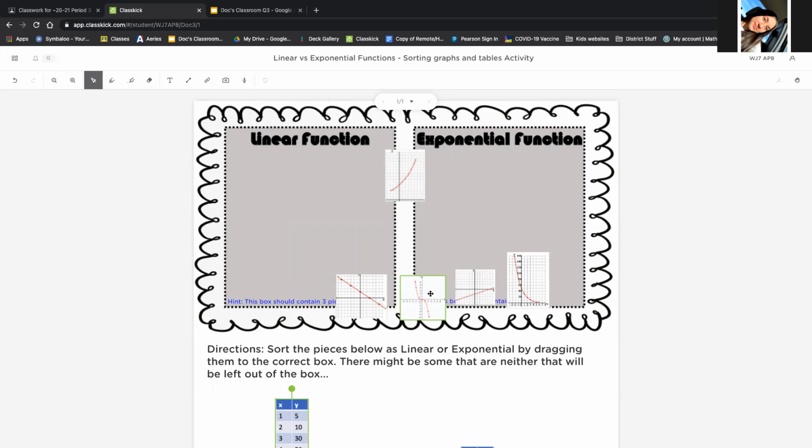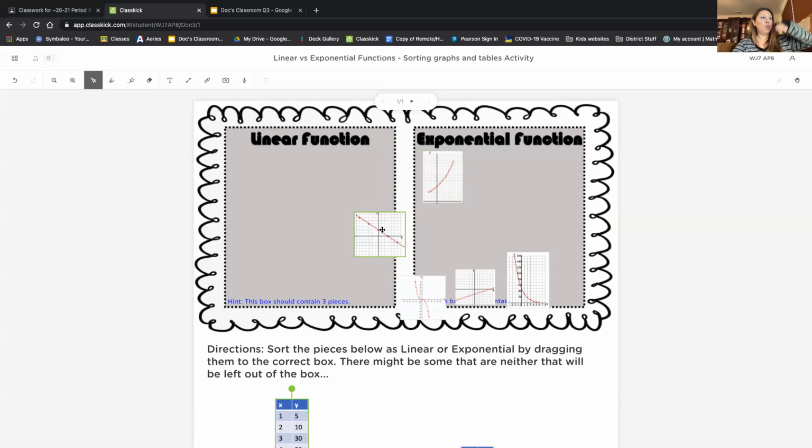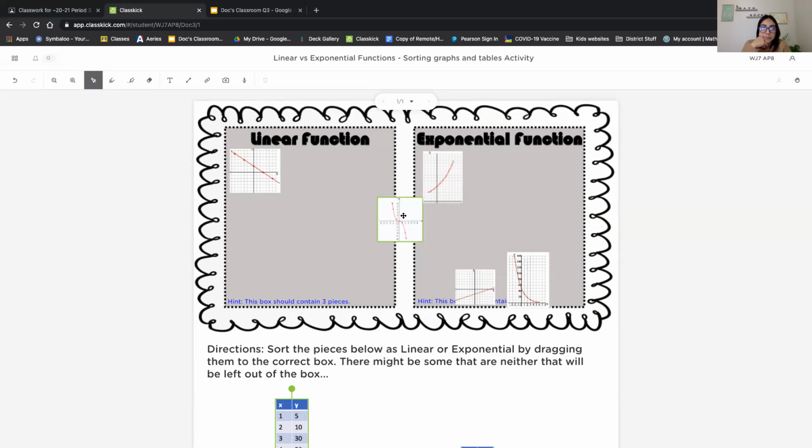So this one might be a little bit tricky just because, well, A, it's kind of blurry. But it's very close to a straight line. It is not, but it's close. Even though it's close, there's still a little bit of a curve. All right. What about this one? Linear. This one would be linear because we have a straight line. Good job.